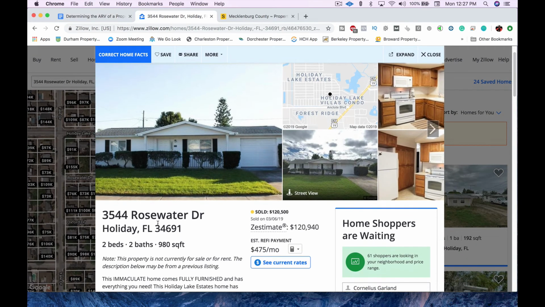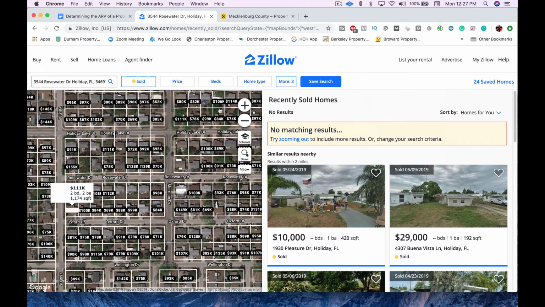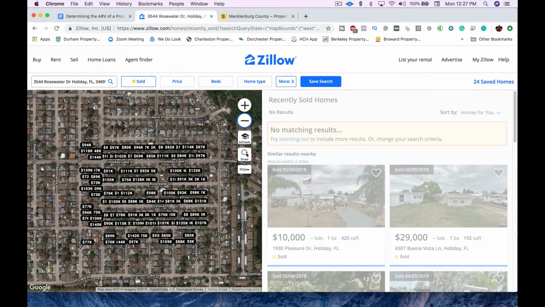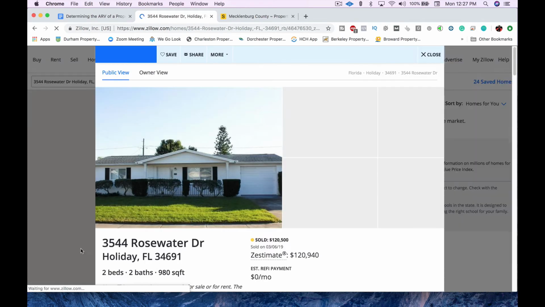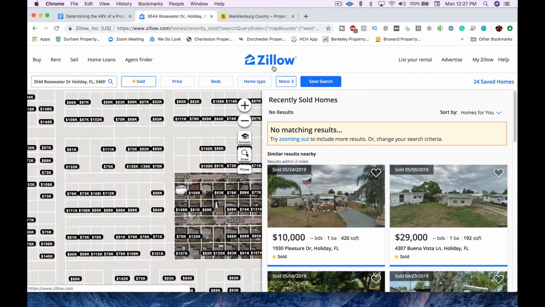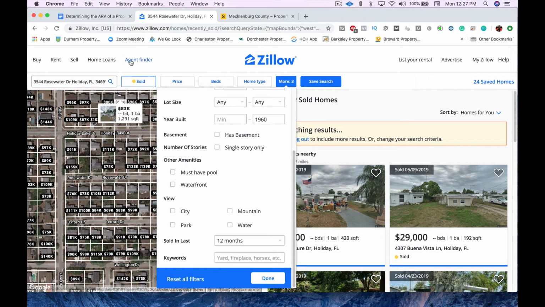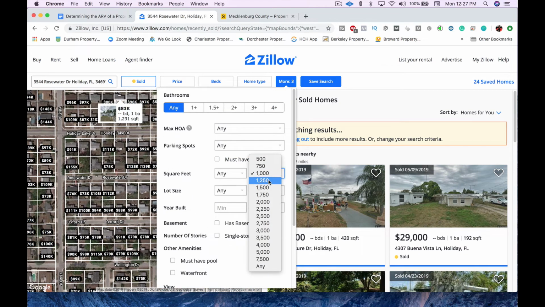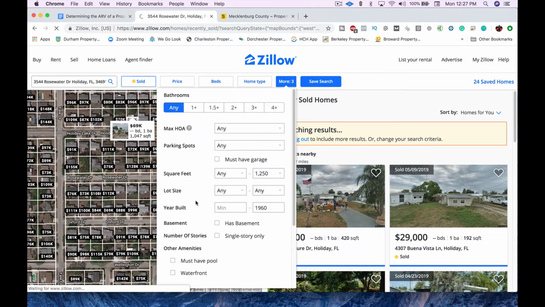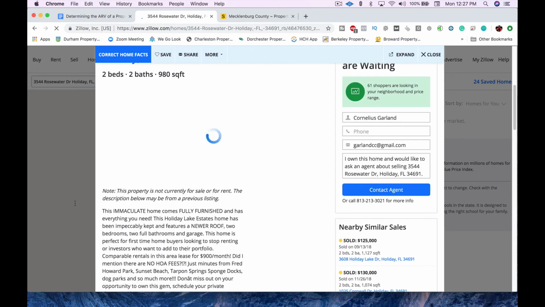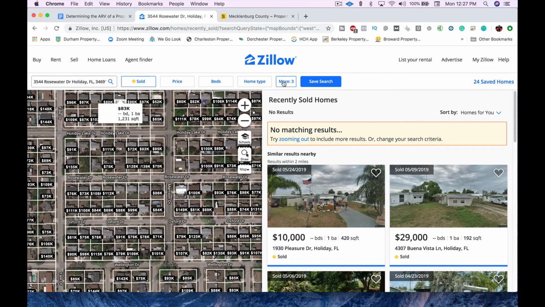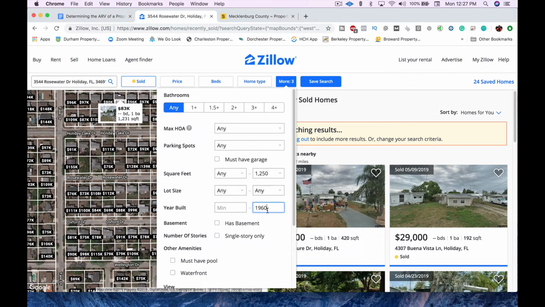We actually know the ARV here is 120 grand. And we knew that too by looking at other properties in the area. So I'm going to loosen up my filters here. 980 square feet. Let's go up to probably like 1200, because 980 is really close to 1,000. I mean, it is really close. And let's see what year it was built. Okay, 1968. So I'm going to do 1969 as an upper limit here.